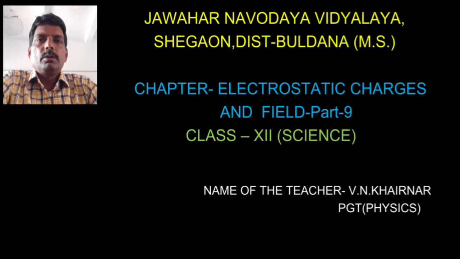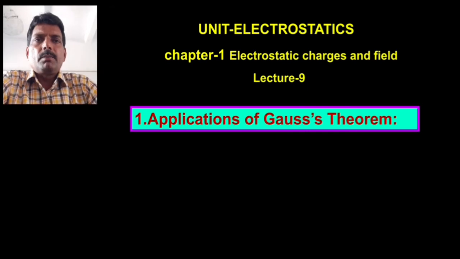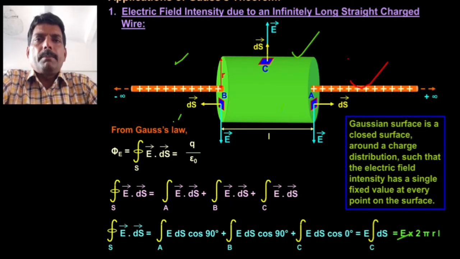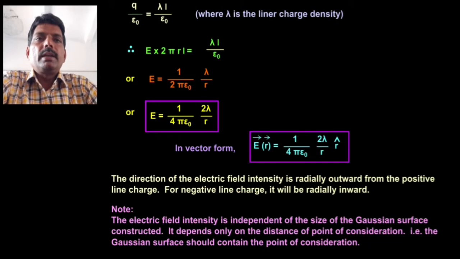Now, after discussing Gauss law and its application, in the application part we have to see some of the remaining topics. So let us revise these things first from the application of Gauss law. In the previous class we have seen the electric field intensity due to an infinitely long straight charge wire. We have calculated the equation for that also.